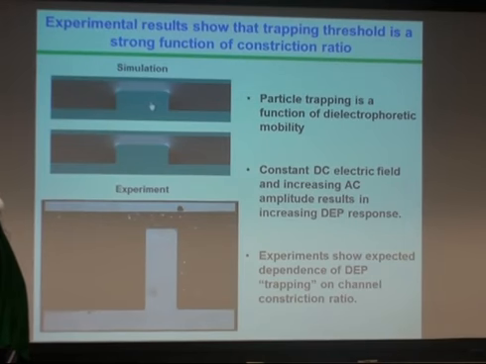So this is an example of what particles will do if there's no dielectrophoretic force. They zoom in, they go through. You see that they go faster when they go through this constriction region and the electric field's higher. But that's basically it, right? Nothing exciting there.